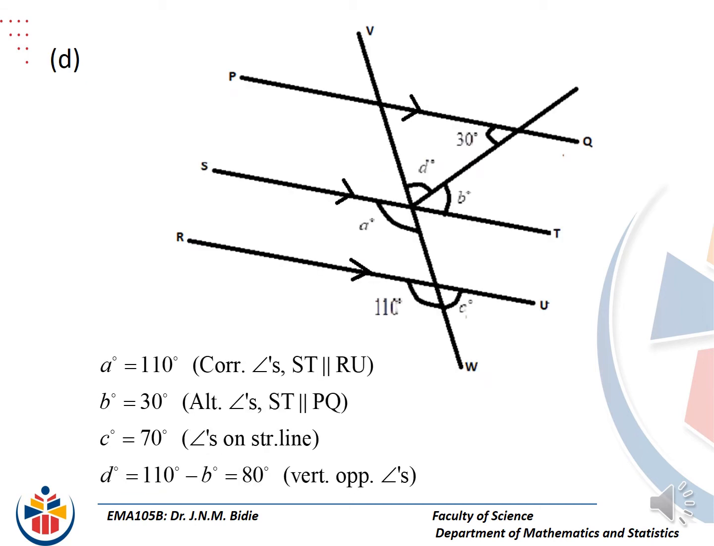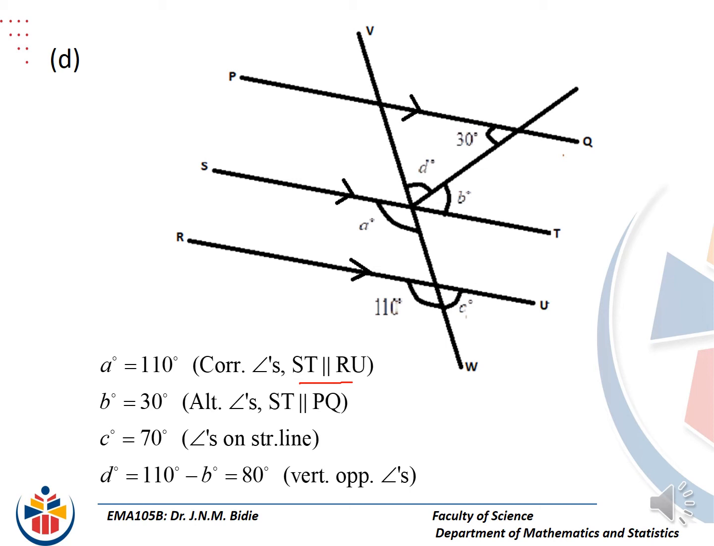D. We've got three parallel lines here. We can start with A. A is equal to 110, corresponding angles. Please note, now we've got more than two lines parallel, so specify which lines you are talking about. Hence, I said here, A is equal to 110 because ST is parallel to RU.